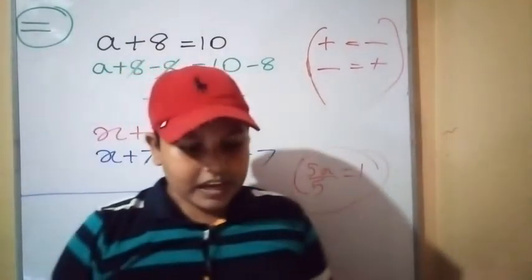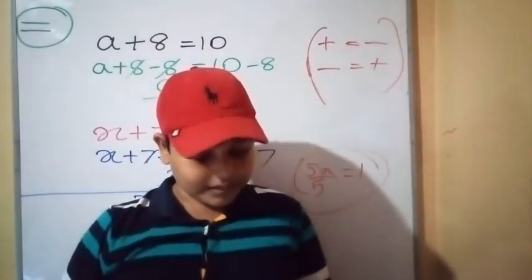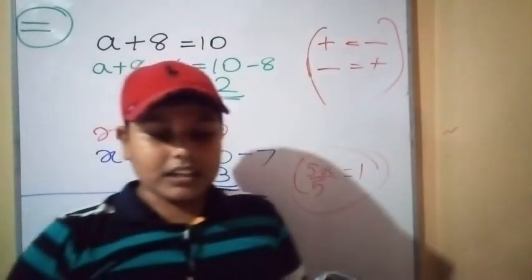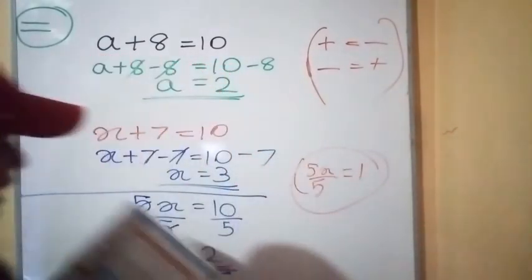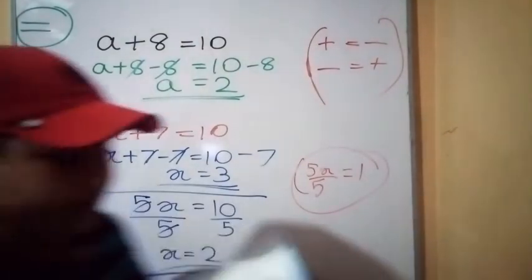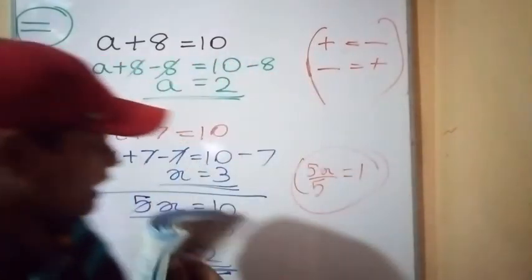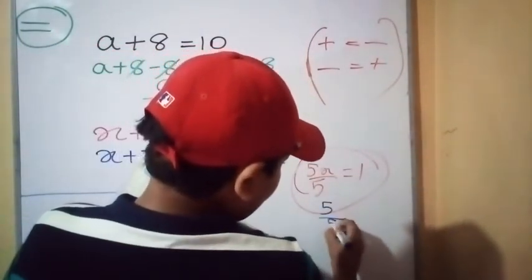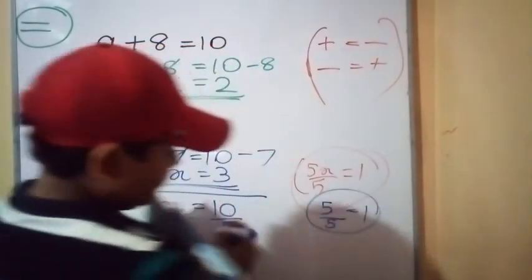When the two sides of an equation are divided by the same non-zero number, the values obtained on the two sides are equal. That means the divided one leaves only 1. 5 over 5 means 1.